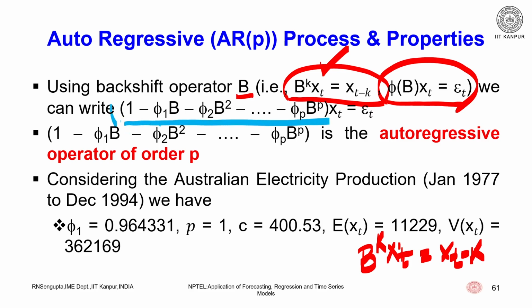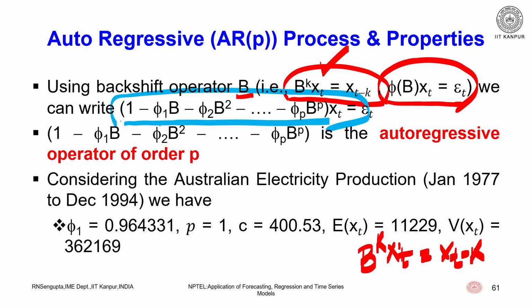There are two terms on the left hand side. Number 1, which is in the bracket, is known as the autoregressive operator of order p. It operates on the time series x_t and gives you the relationship between the time series and the error. As mentioned in the second bullet point, the term 1 minus phi_1 B minus phi_2 B squared, and as k changes, the last term is phi_p B to the power p, is the autoregressive operator of order p.